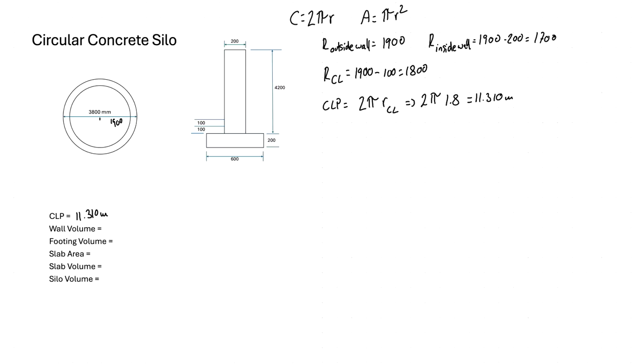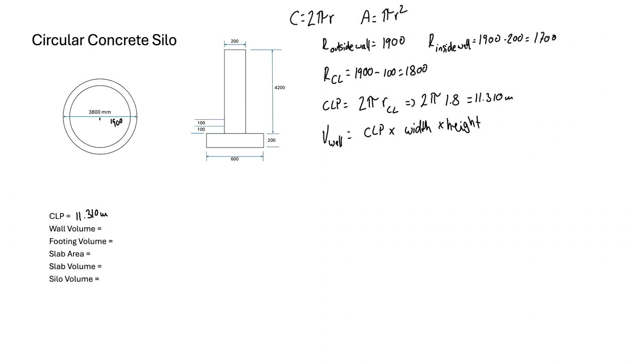We've got our center line perimeter. Now we want to find the volume of our wall. So volume of the wall. Well, any volume, how do you do that? Length times width times height. So we have the width and we have a height. What's our length? Well, the length is the center line perimeter that we just figured out. So it's our center line perimeter times our width times our height.